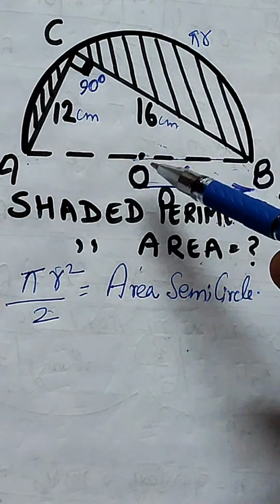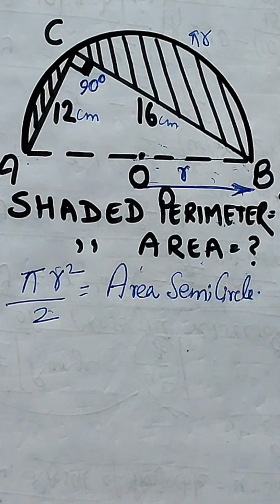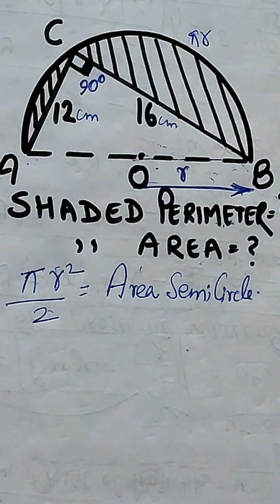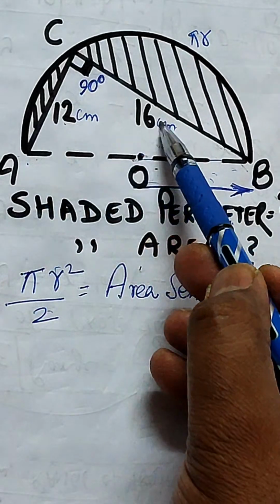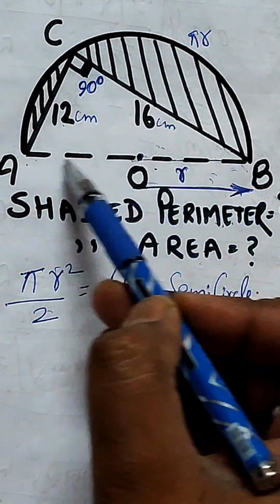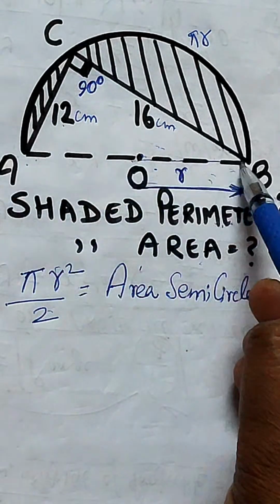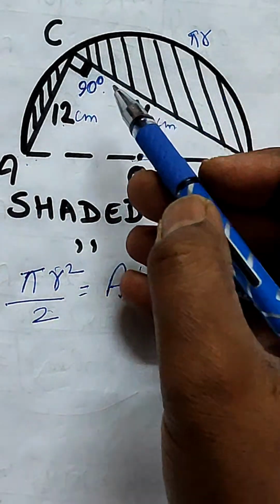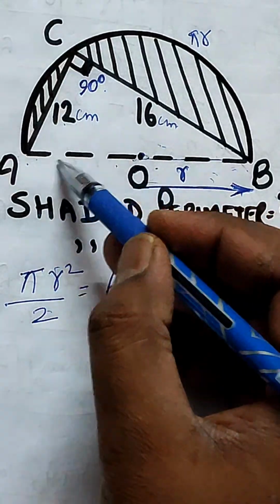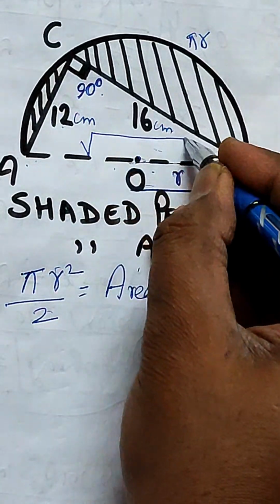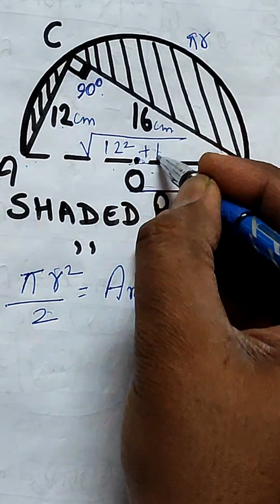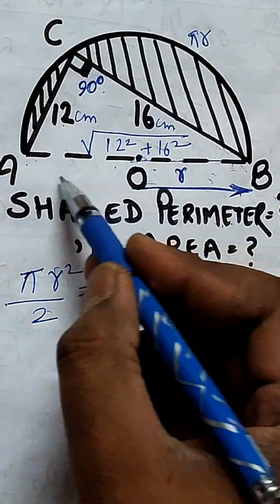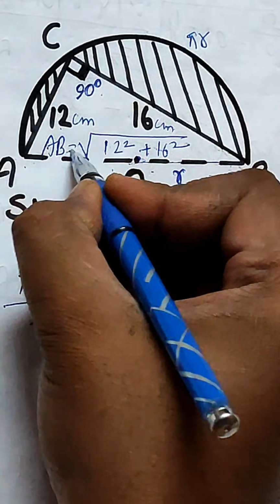Now let us find the radius of this semicircle first. Students, you can see the length of AC is 12 centimeter, and the length of BC is given as 16 centimeter. If this is 12 and this is 16, then can't we calculate the length of AB? Just apply Pythagoras, because this 90° is given to you. By Pythagoras, the length of AB is root over 12 square plus 16 square.